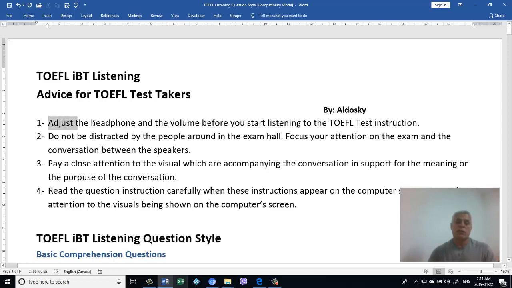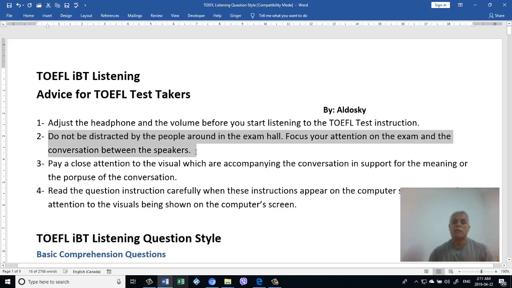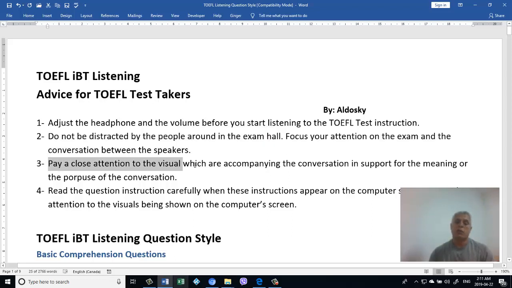Number one, adjust the headphone and the volume before you start listening to the TOEFL test instruction. Number two, do not be distracted by the people around in the exam hall. Focus your attention on the exam and the conversation between the speakers. Number three, pay close attention to the visuals which are accompanying the conversation in support of the meaning or the purpose of the conversation.